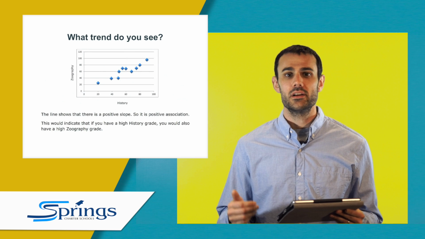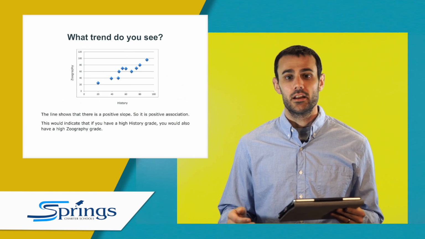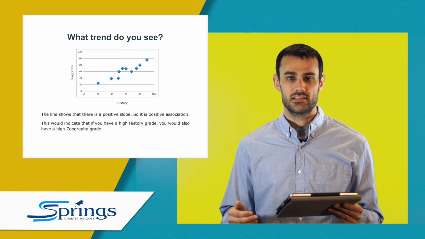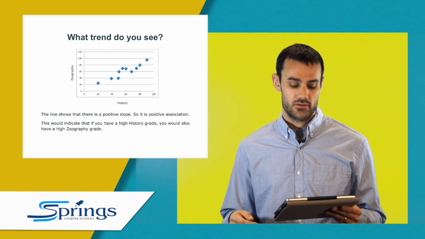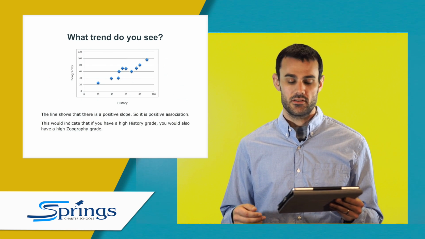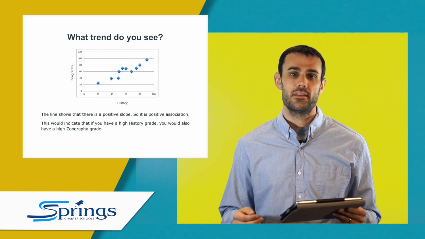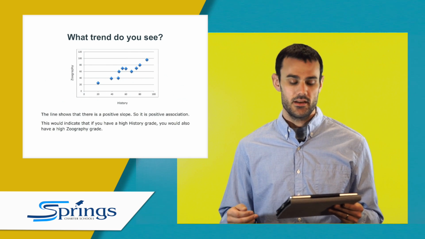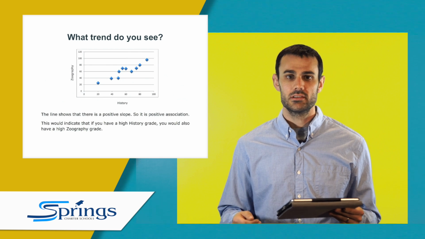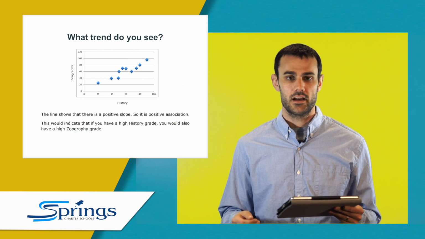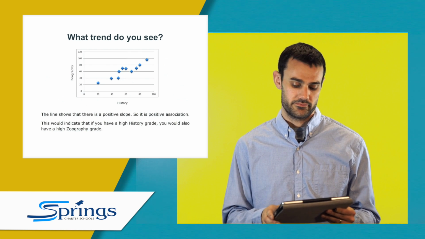So when it asks you what type of trend you see on a test or a quiz, it's asking you to decide positive, negative, no trend, or a nonlinear trend. The line here shows that there is a positive slope, so we would say that this has a positive association. This would indicate that if you have a good or high grade in history, you also most likely have a good or high grade in your other class, in this case, zoology.